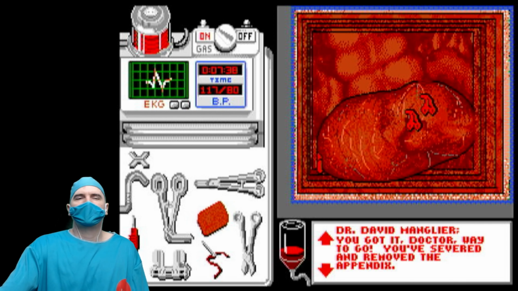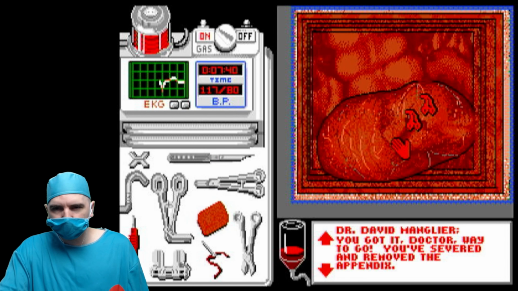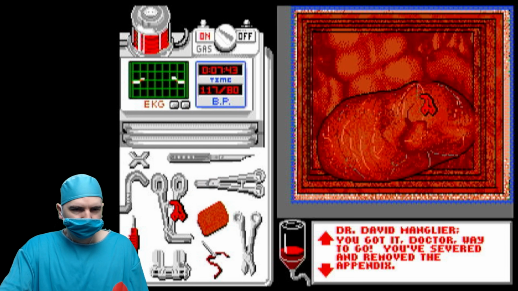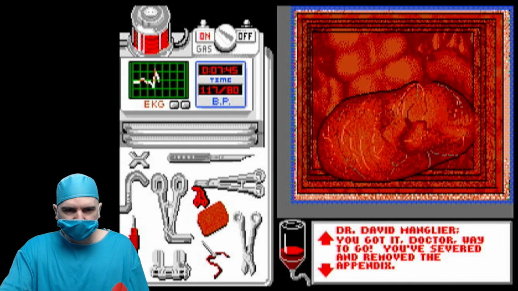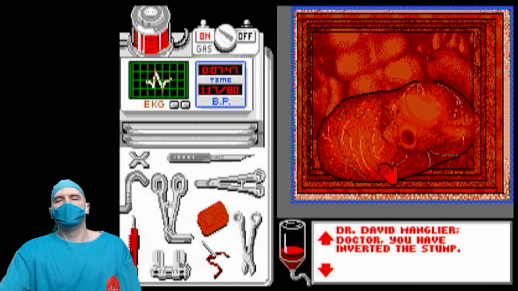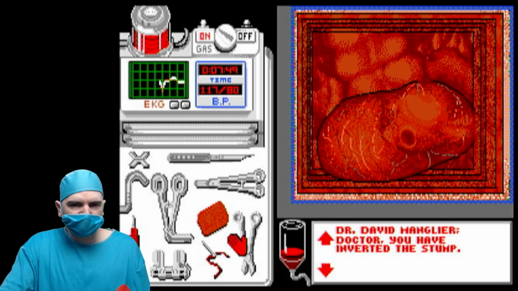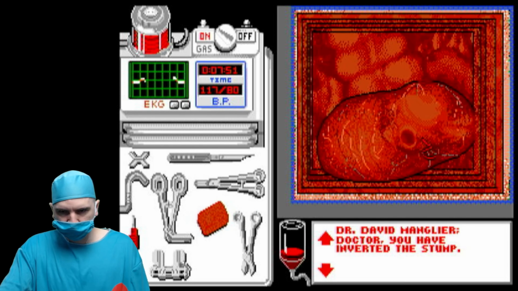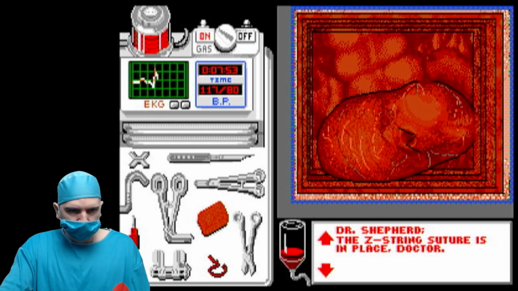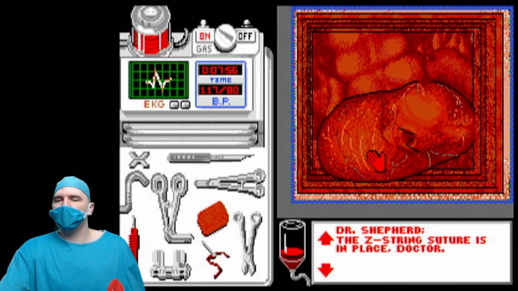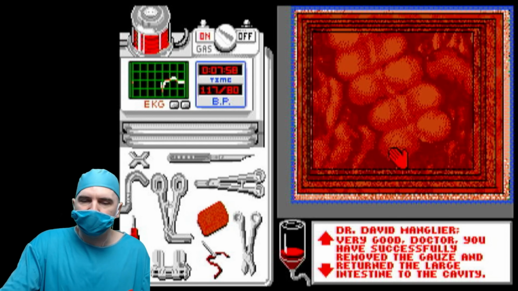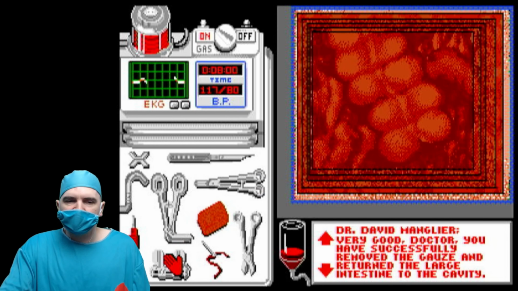You got it, doctor. Way to go. You've severed and removed the appendix. Thank you, David. Right, remove the clamps. Doctor, you have inverted the stump. There is our stump. So the Z-stitch suture is in place. Now that's the worst bit out of the way. So now we can push it back in. Very good, doctor. So now it's a case of reversing the process.